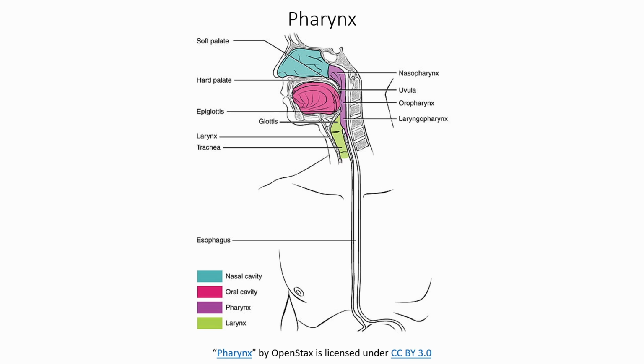So we just see the regions here. We see the nasal cavity in blue, the nasopharynx connecting at that blue point in purple, the oral cavity shown in pink, and we see the oropharynx shown in purple as well, and the laryngopharynx coming down connecting to the larynx. So wherever you see those colors connecting to the pharynx, that region of the pharynx is named after the cavity it connects to.